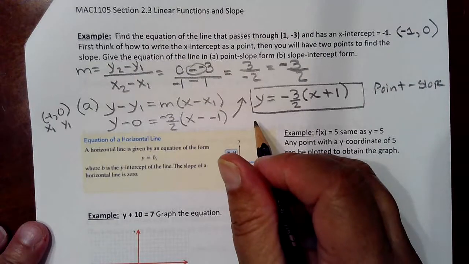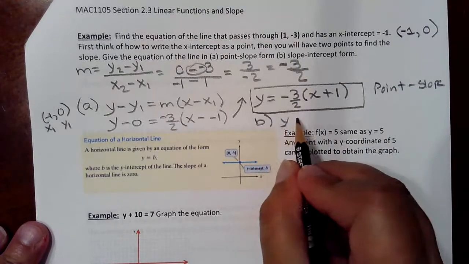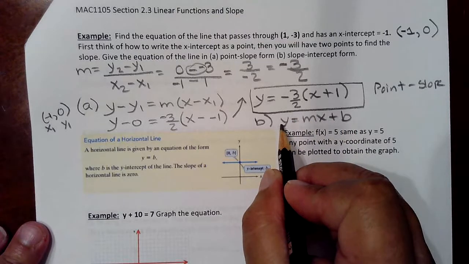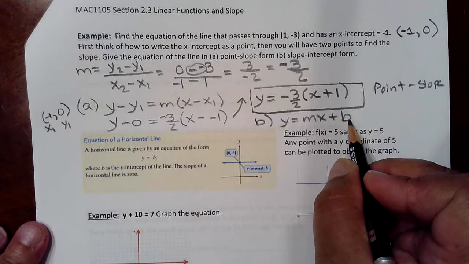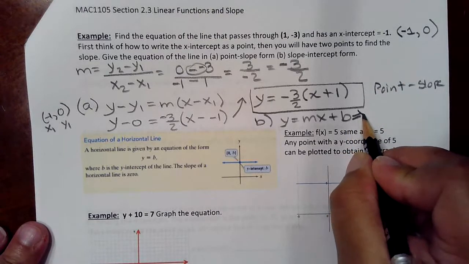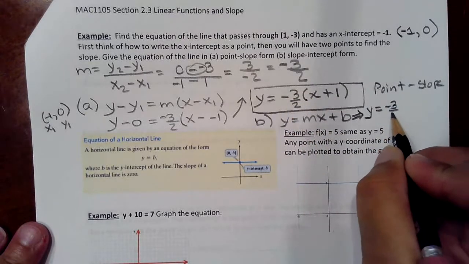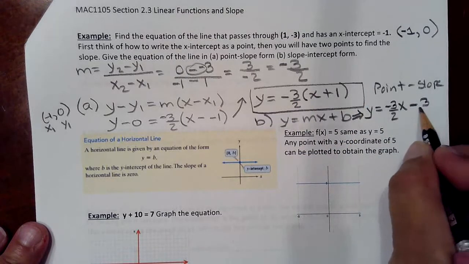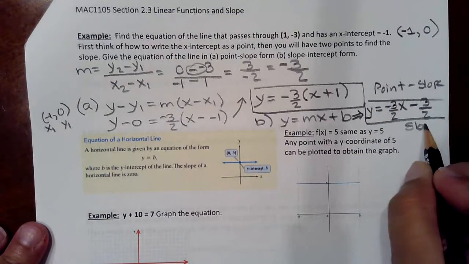And then if I want it to look like what they're requesting in part B, slope intercept form, that's the formula right there, that you isolate the y. Already done that. The slope will be in front of the x term, and then you will show the y-intercept as your constant. So here we go with that. It's going to be y is equal to negative 3 halves times x is negative 3 halves x. And then negative 3 halves times 1 is negative 3 halves. So there we have it in slope intercept form.